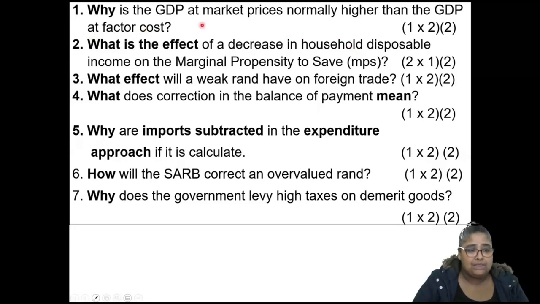So the first question over here, why is the GDP at market prices normally higher than the GDP at factor cost? So the mark allocation is 1 times 2. This means that you are only required to give 1 answer. However, this answer would normally be a full sentence or a fact. So for each fact you give, you are awarded 2 marks. Okay? So you will note that with the previous question, the mark allocation was 2 times 1. That means two answers, give, name or list, each one allocated one mark. With this mark allocation here, it's 1 times 2, meaning it's one fact or one statement that you give, and you will be awarded 2 marks.